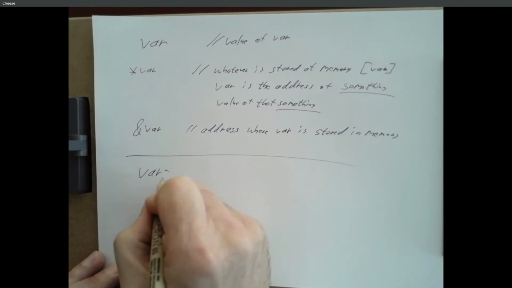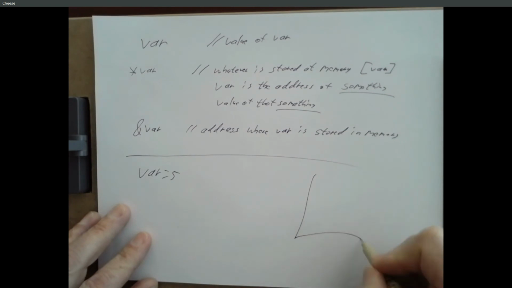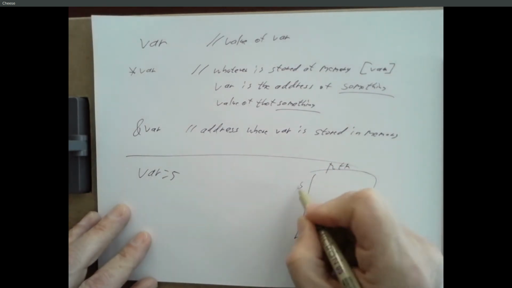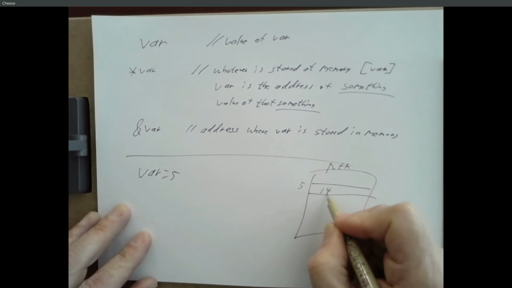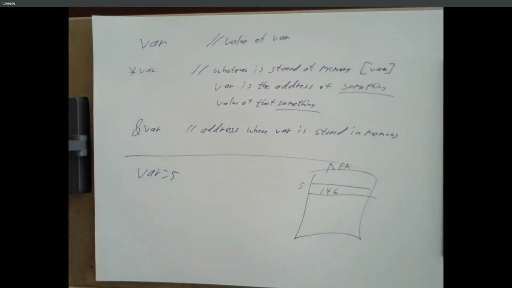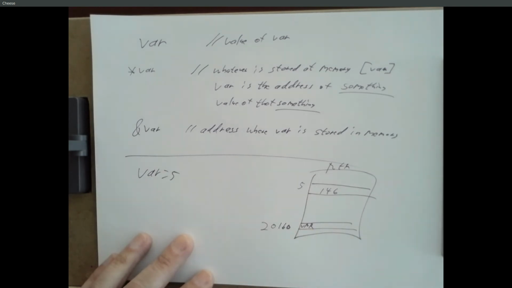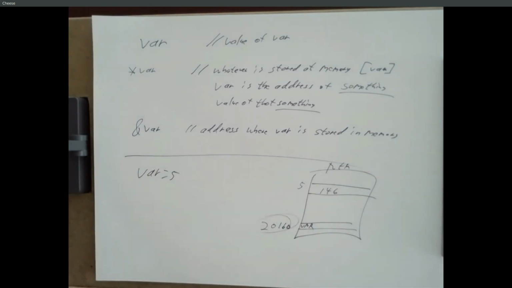So I could say var equals 5. If I print out var, it's going to print 5. If I print out star var, it's going to go to location 5 in memory, and whatever's stored there, that's what it's going to print. If I say ampersand var, it's going to say, where am I storing this variable in memory? Doesn't matter what the value of it is, but somewhere down here at location 20,160, that might be where it's storing var. So ampersand var would give me 20,160.